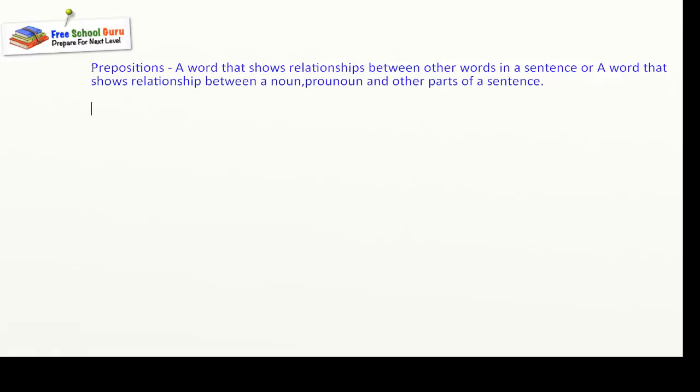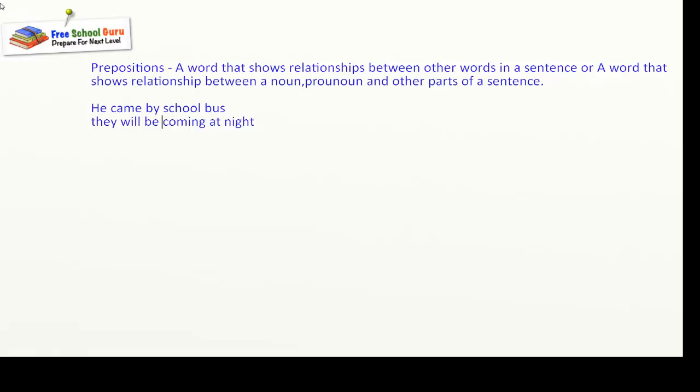Let's write a few examples now. He came by school bus. Let's write another one and then we'll come back and understand them. They will be coming at night. Okay, so in these two examples, let's try to identify the preposition.